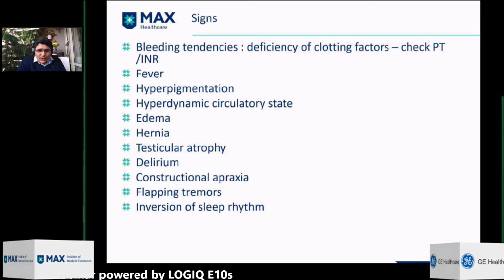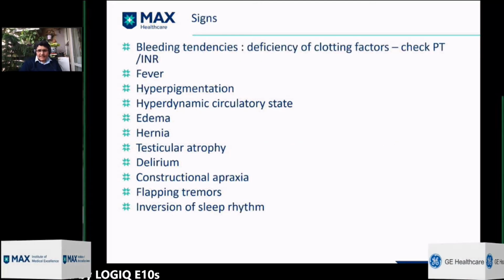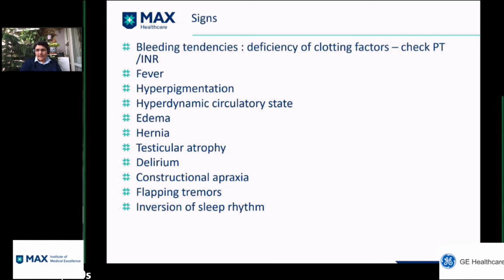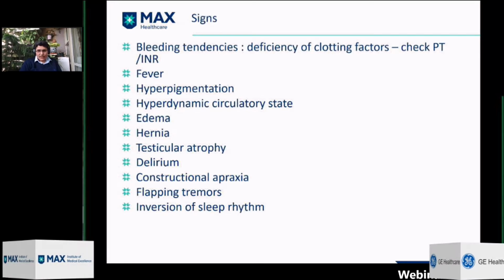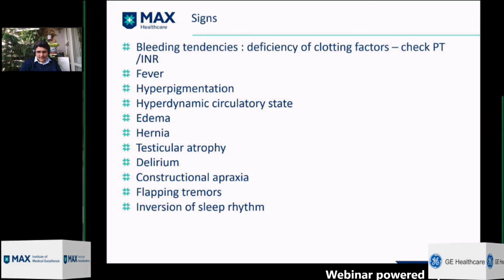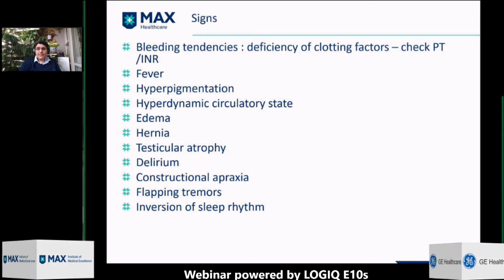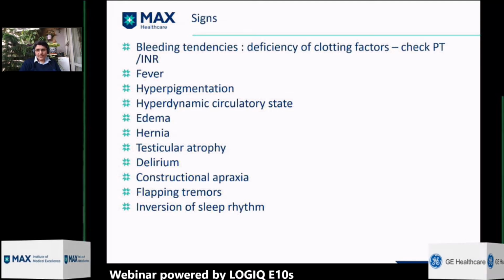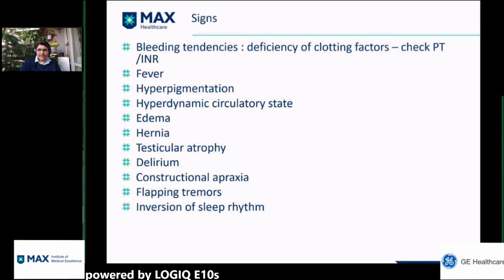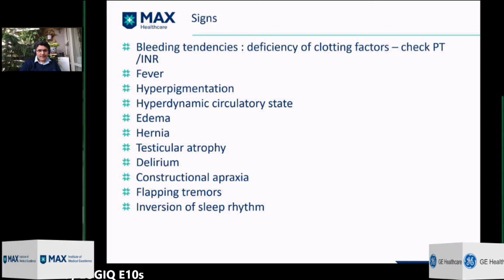These patients also have bleeding tendencies, and the reasons can be multifactorial. One, the liver is a factory for factors. A lot of the clotting factors are made in the liver, so the factor deficiencies lead to bleeding tendencies. Then hypersplenism because of splenic enlargement will lead to thrombocytopenia, and that can also lead to bleeding tendencies.